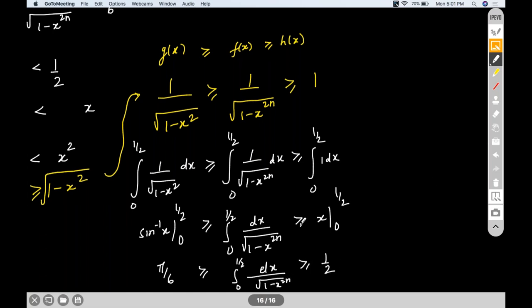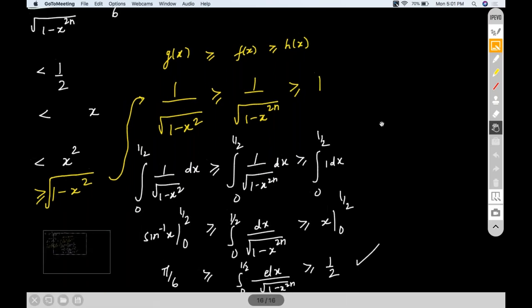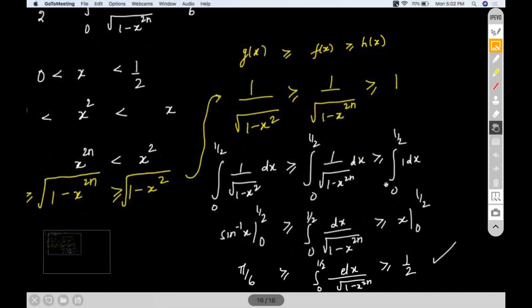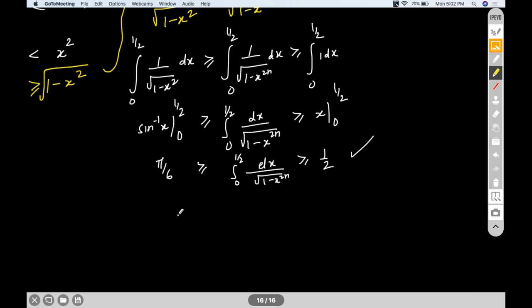I think this is the same thing that has been asked in the question, and I've just written the inequality sign slightly opposite. So ultimately the result is the same. You can just flip the order in which you have written. So half is less than or equal to integration from zero to half dx by under root one minus x to the power 2n, less than or equal to pi by six. Is that clear, guys, how it works? Any questions so far? No doubt, sir. Okay, great.